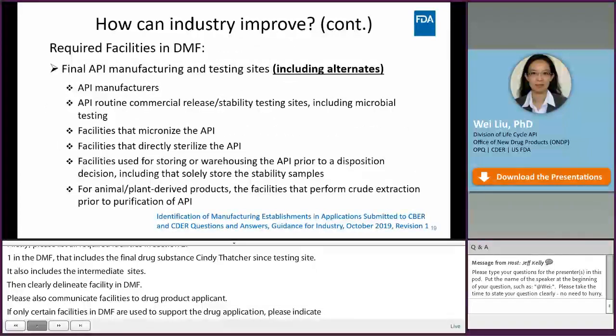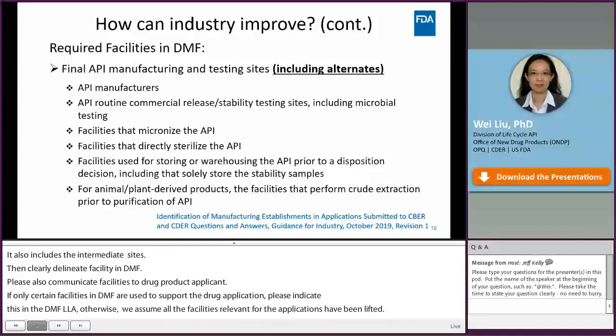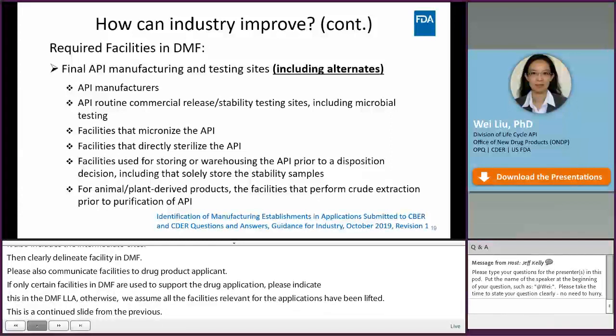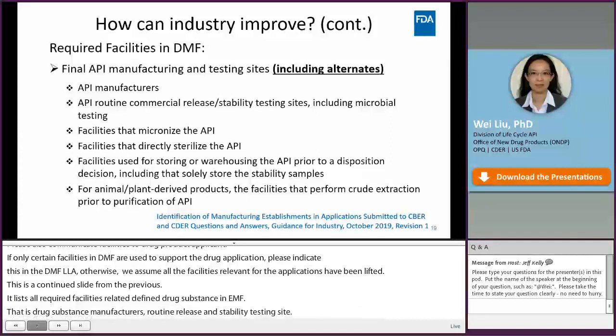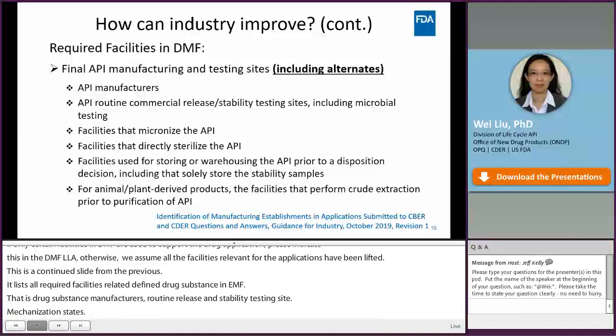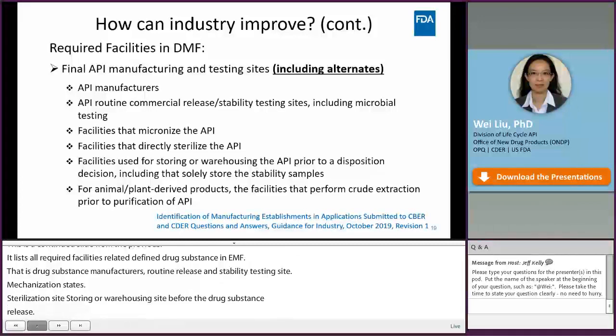This is a continuation slide of the previous one. It lists all required facilities related to the final drug substance in the DMF. That is, drug substance manufacturers, routine release and stability testing site, micronization site, sterilization site, storing or warehousing site before the drug substance release. For animal or plant-derived product, it also includes the crude extraction site. Also, please be reminded that an alternate site for any of these responsibilities is a required facility.